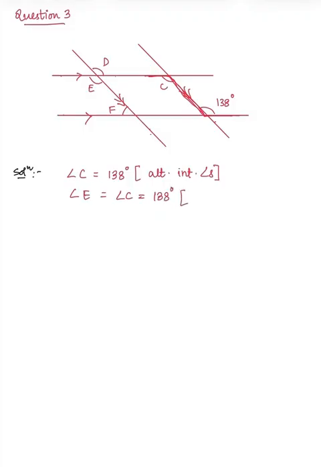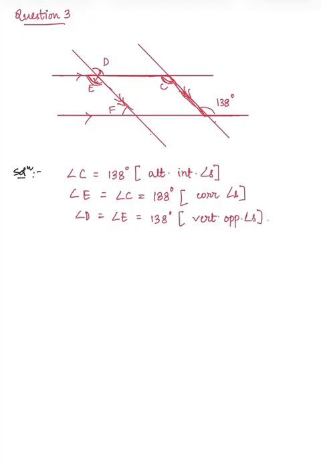Now why is that? You see, this is the concept of corresponding angles. One is interior, one is exterior, and we also have a transversal. So they are corresponding angles. Then angle D will be equal to angle E, the same as 138 degrees. Why? Because they are vertically opposite angles.